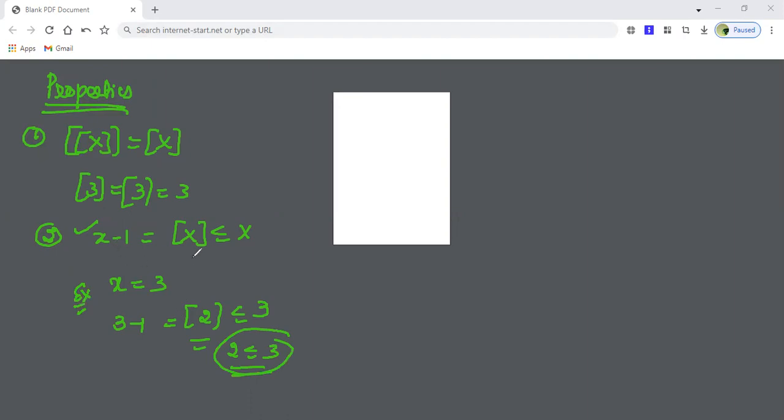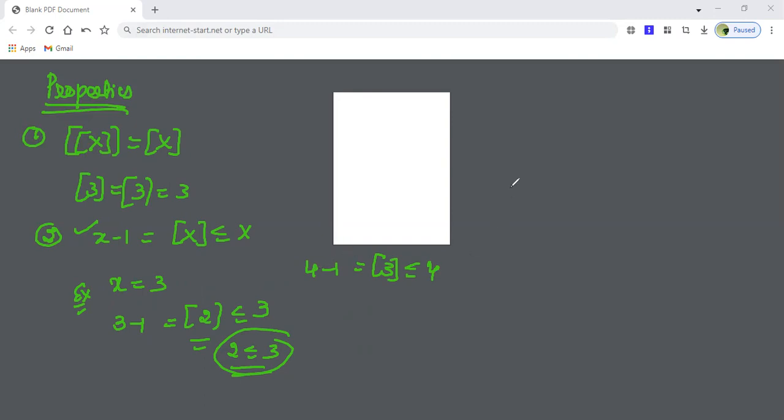If you take x is equal to 4, 4 minus 1 is 3. So the greatest integer of 3 will be 3, which is less than or equal to your x, which is 4. That's all. So this is how we can think of the second property.